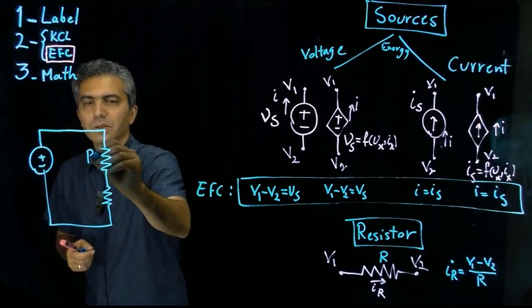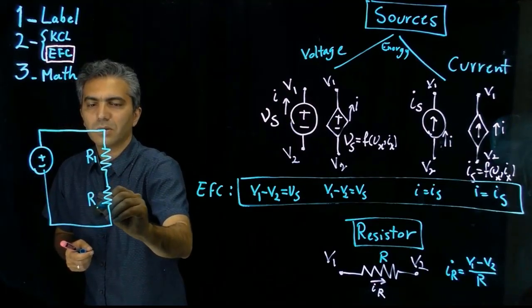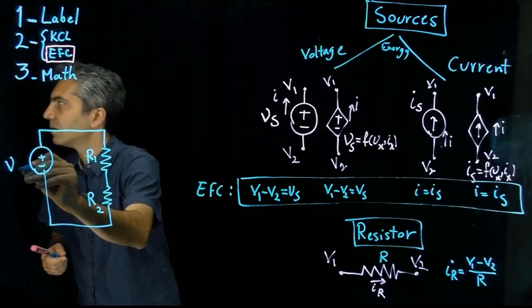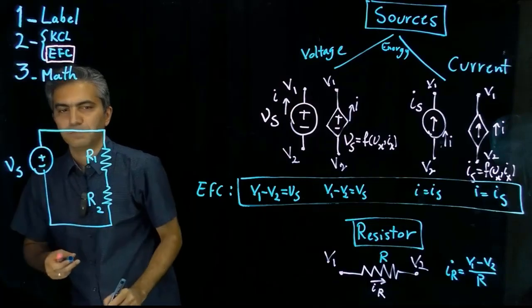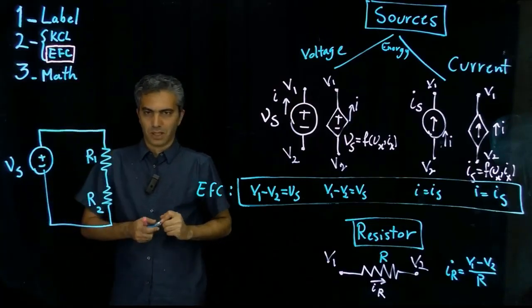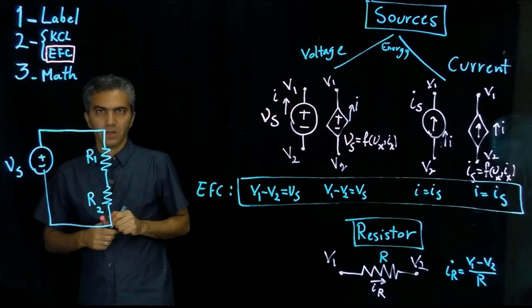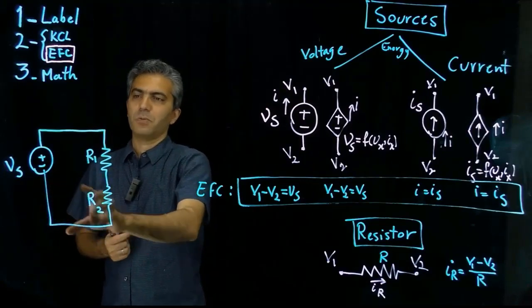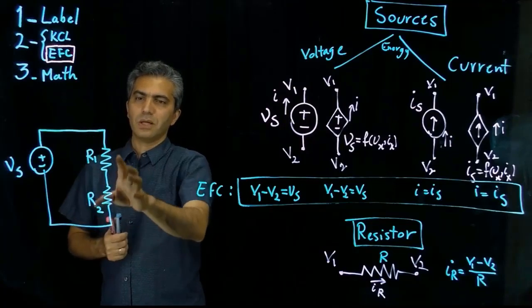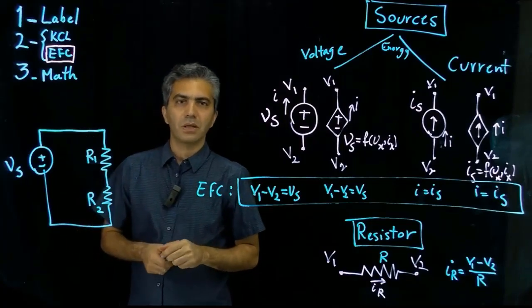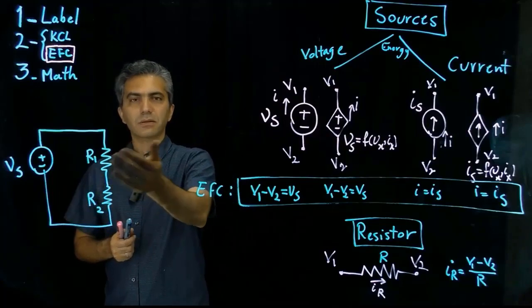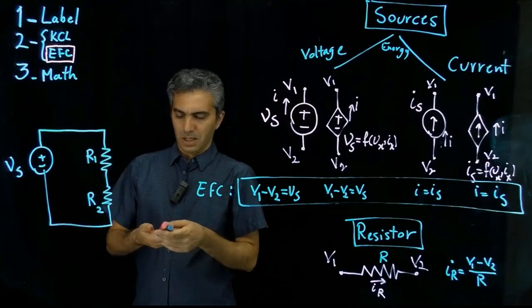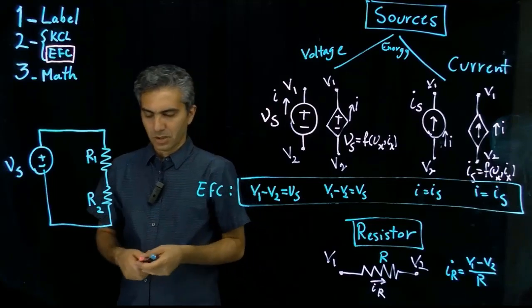So I'm going to call this R1, R2, and this would be V. So let's start analyzing this circuit. Again, to recap, analyzing a circuit means that we're going to calculate all the voltages for the nodes and all the currents passing through the components in order to be able to calculate all the powers or energies generated or dissipated in that network of components connected to each other.